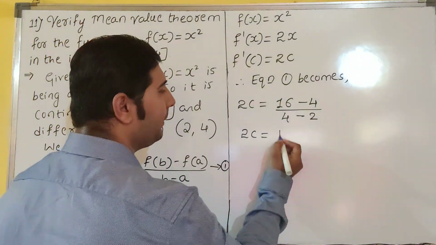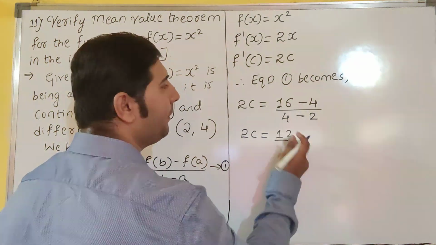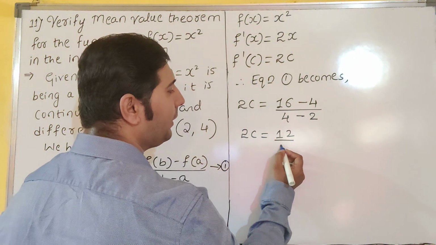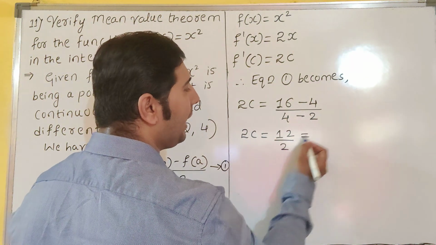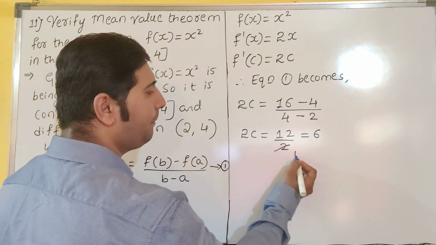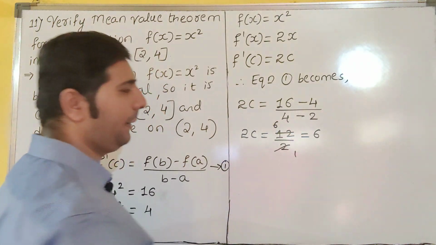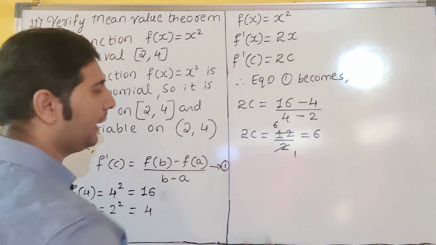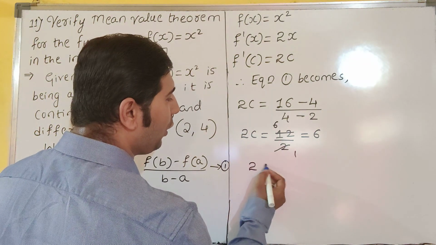16 minus 4 is 12, dear students. 4 minus 2 is 2. 2 ones are 2, 2 sixes are 12, dear students. Got it? So now see, 2c is equal to how much you got?